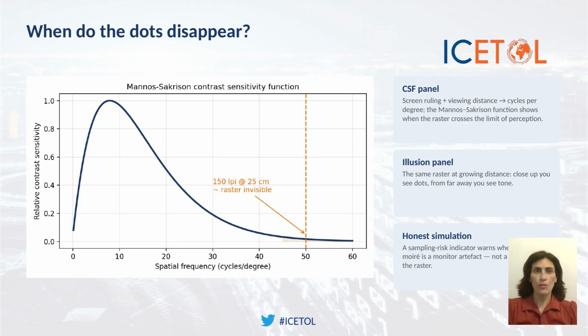And when do the dots disappear? The CSF panel combines screen ruling and viewing distance into cycles per degree and places the result on the Mannos-Sakrison contrast sensitivity function. The illusion panel makes the same point by experience. Close up, you see dots. From far away, you see tone. Importantly, the simulator is honest about its own medium. A sampling risk indicator warns when moire on the screen is an artifact of the monitor and not a property of the raster.